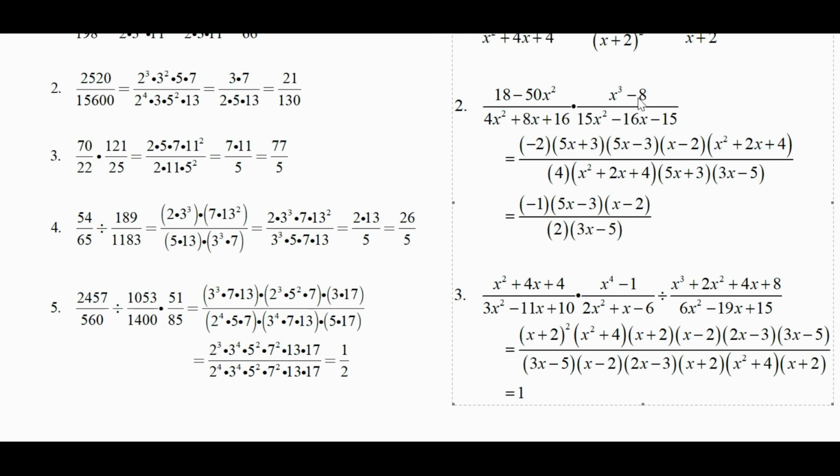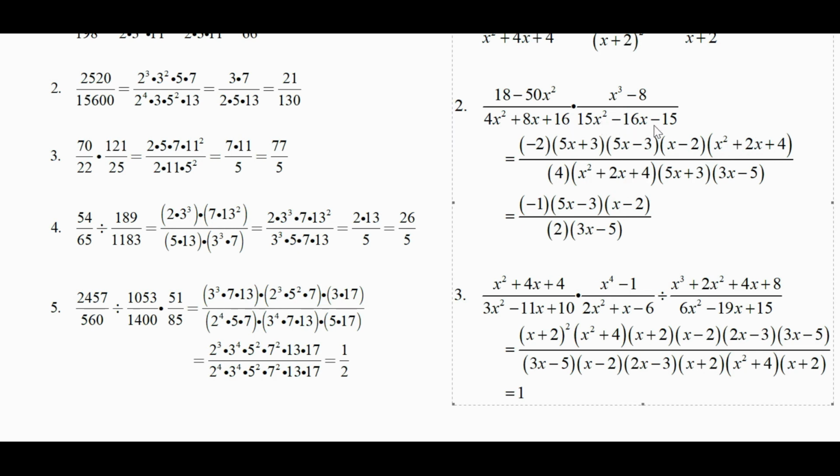X cubed minus 8 is a difference of 2 cubes. It's x cubed minus 2 cubed. So you bring down the x, the minus, the 2. To get the trinomial part, you square the first, square the last, multiply, and use the opposite sign on the middle. This one here, we factor a 4 out, or 2 squared if we want to think of it that way. And we're left with x squared plus 2x plus 4, which doesn't factor anymore. Actually it matches this, so it's going to cancel out.